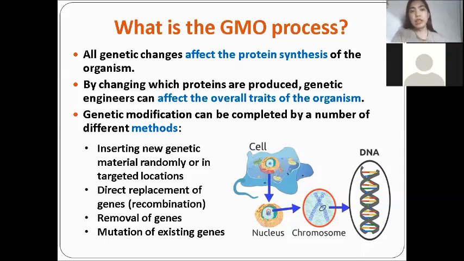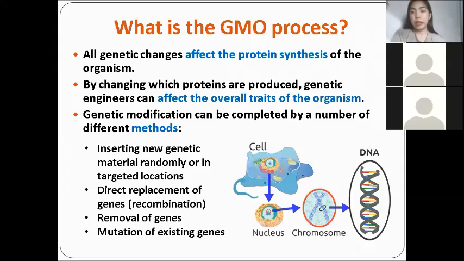So genetic modification can be completed by a number of different methods. There are different methods, but we are only focusing on recombination, or recombinant DNA. So let us first recall your previous topic in life science.